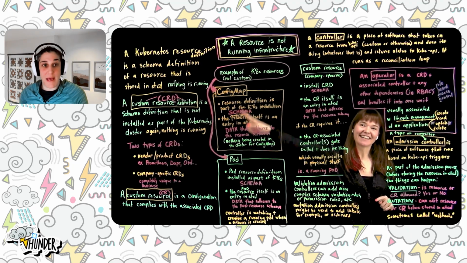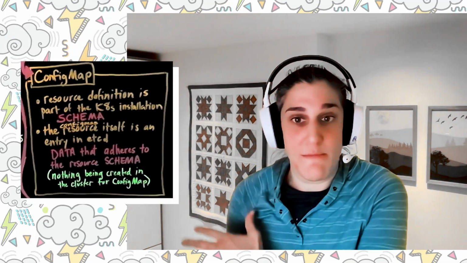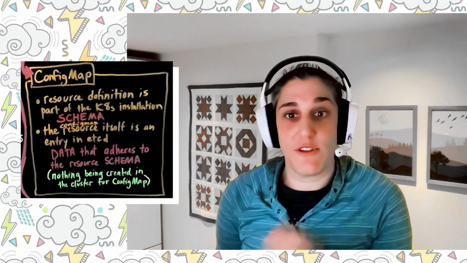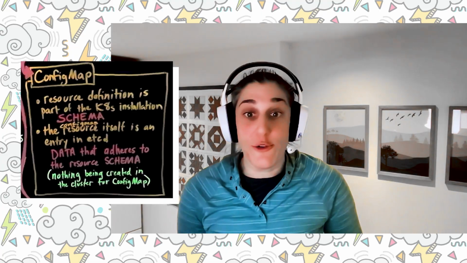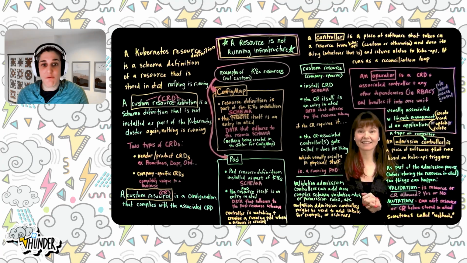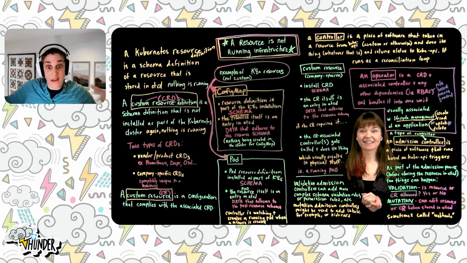So a config map is a Kubernetes resource type. And so there is a Kubernetes resource definition that is installed on creation of the cluster. It already knows about what a config map is. Now, as users, we can create config maps that meet that schema definition. And those would be a resource, and that resource doesn't actually have anything running behind it. It's literally just data in a database, right?